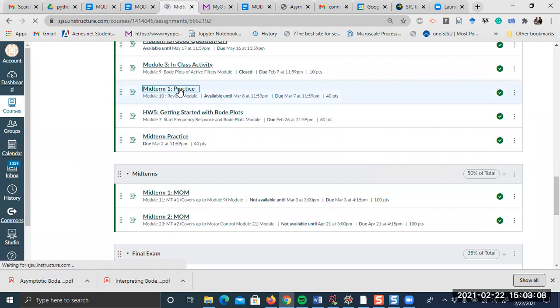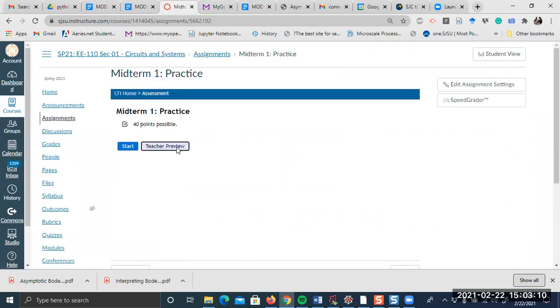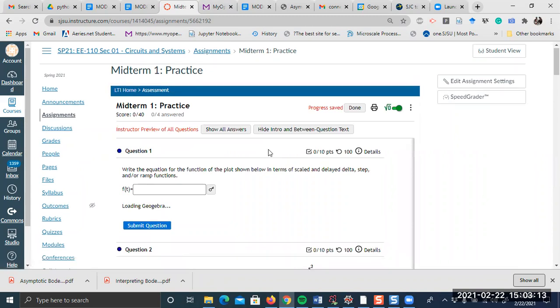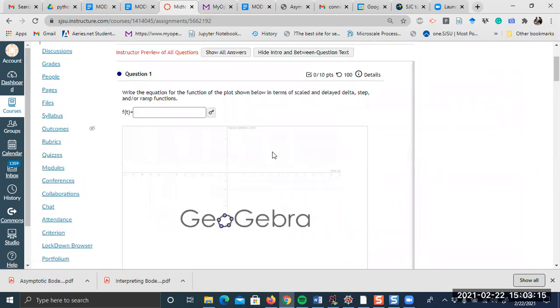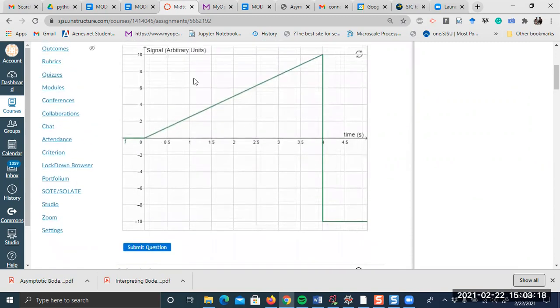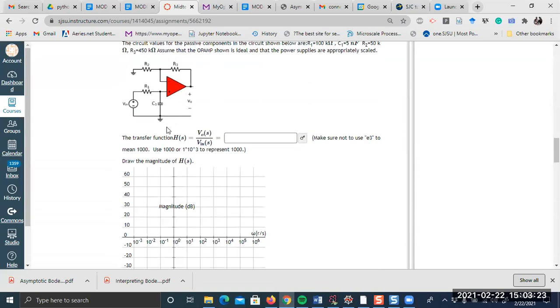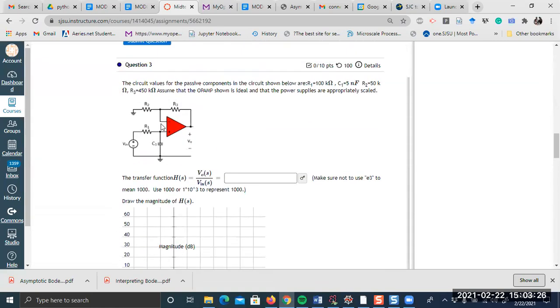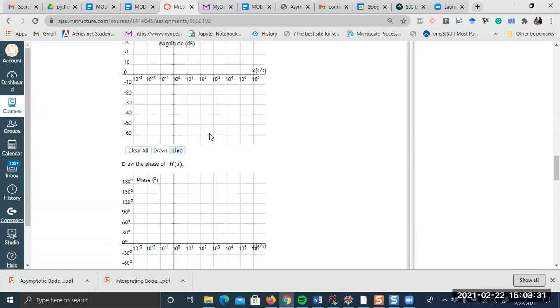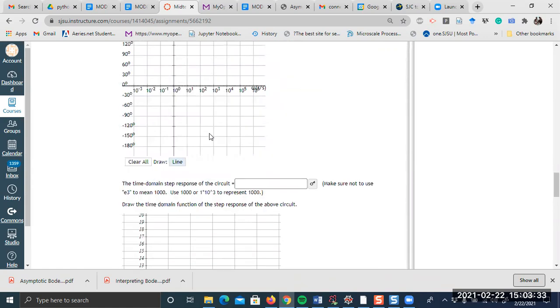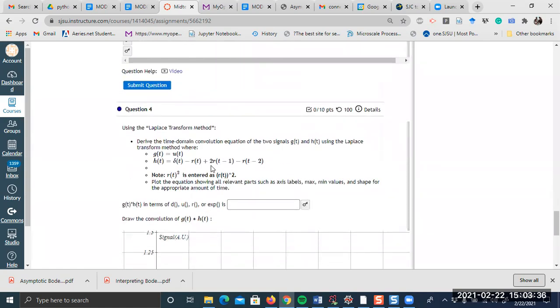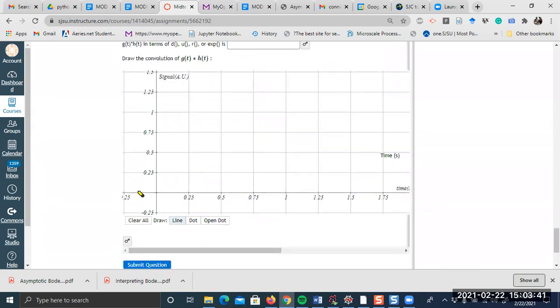there's a midterm 1 practice with some typical problems. Tell me, describe what that shape is. Bode plot, magnitude and phase. Derive the transfer function, do the Bode plot and the time domain step response. And a convolution type problem. Convolve 2 signals, tell me what it is, and then draw it.